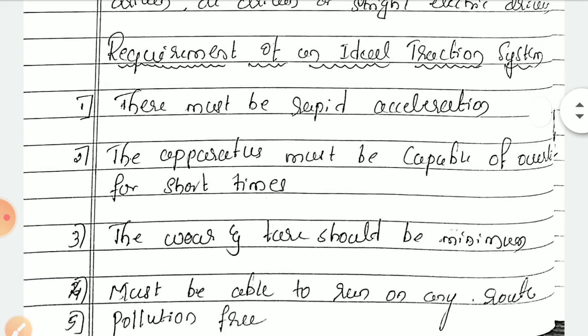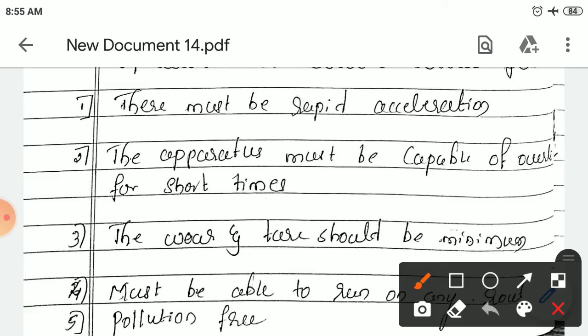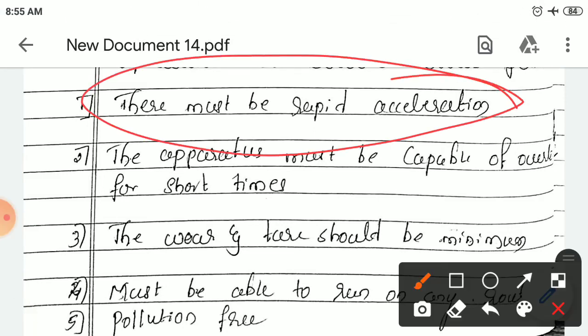So now let's discuss the requirements of an ideal traction system. If you want to say a traction system is ideal, a good traction system, then there are some requirements that the traction system should have. The first and foremost thing is that there must be rapid acceleration. If you are talking about traction, acceleration is one of the important criteria. There must be rapid acceleration.